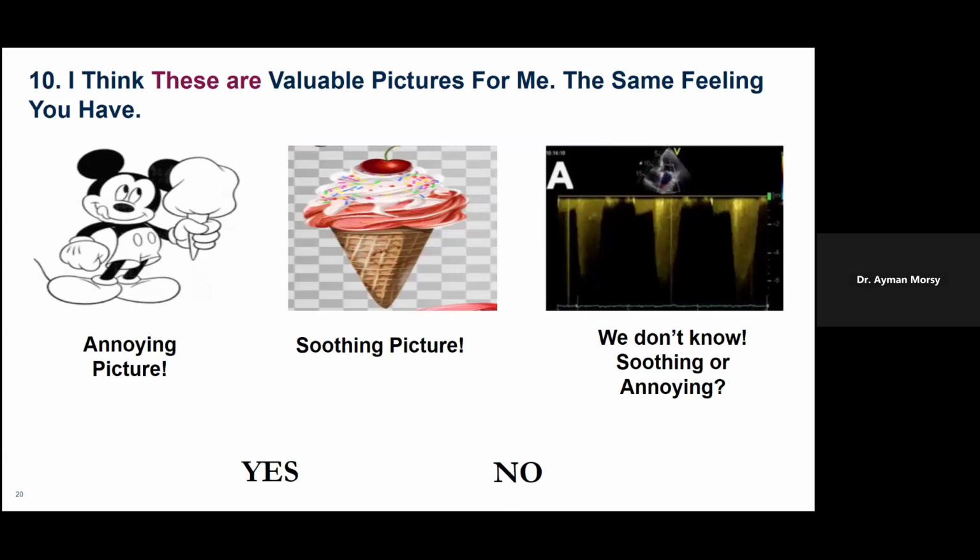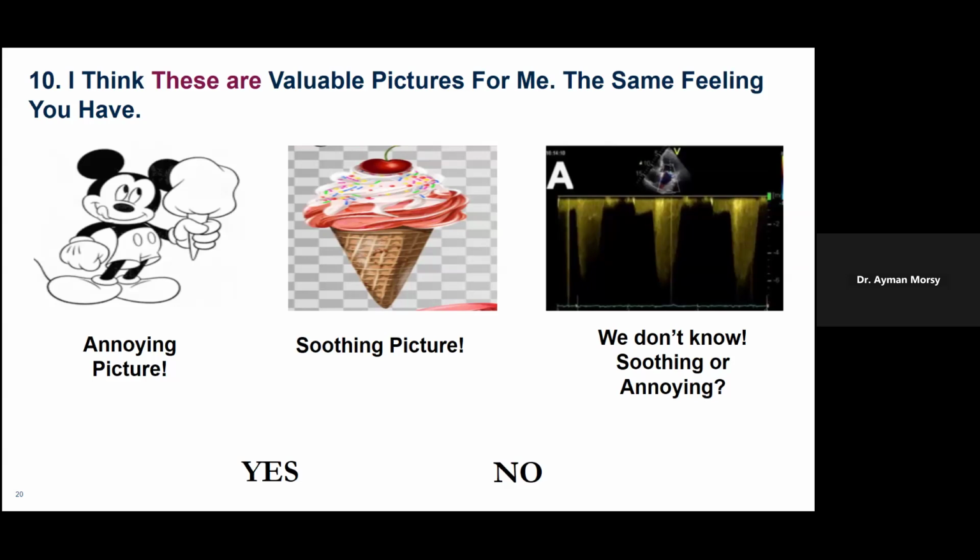This is a very important picture and a very key slide in my lecture, especially for cardiologists and non-interventionist echo people. I think number 10 is very important. I think these are valuable pictures for me. Do you have the same feeling? The first picture on your left side: a patient with Mickey Mouse heart. Do you know what we mean by Mickey Mouse heart? It means both atria become hugely dilated and both ventricles are still normal.